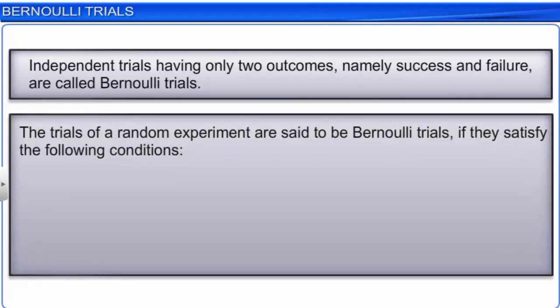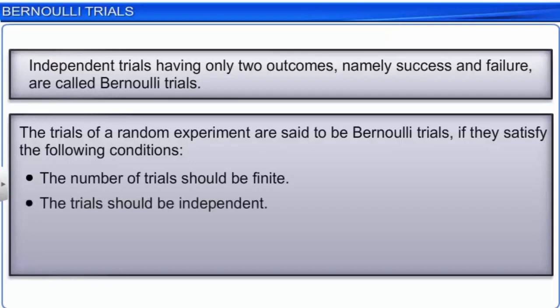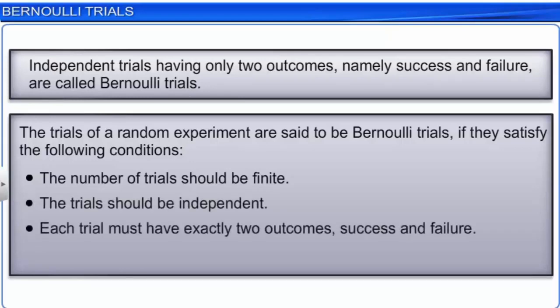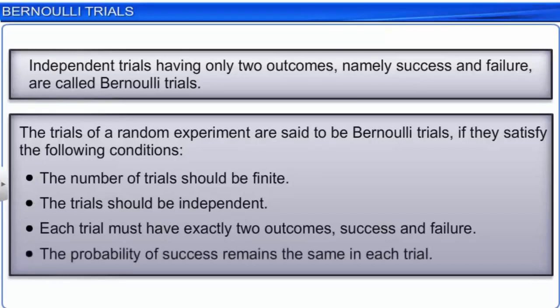The number of trials should be finite. The trials should be independent. Each trial must have exactly 2 outcomes, success and failure. The probability of success remains the same in each trial. Let's use this definition to verify whether a trial is a Bernoulli trial.